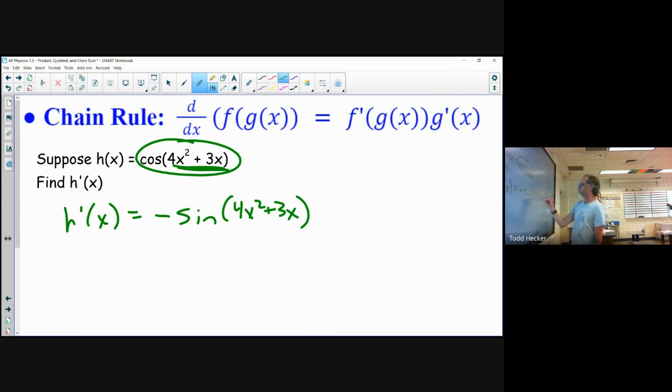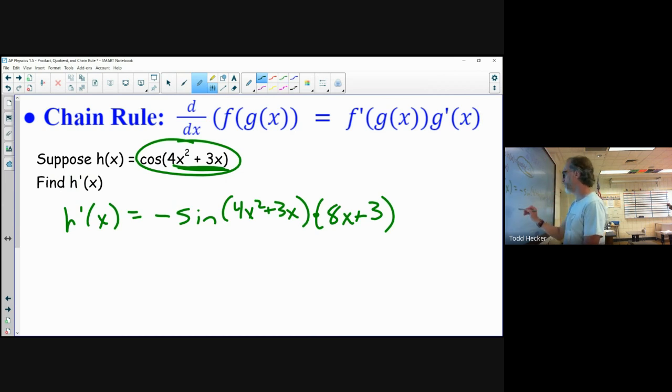But then you take the derivative of the thing that's in your function, right? So now I'm going to multiply this by the derivative of 4x squared plus 3x, which is 8x plus 3. All right, so there we go. There's our derivative.